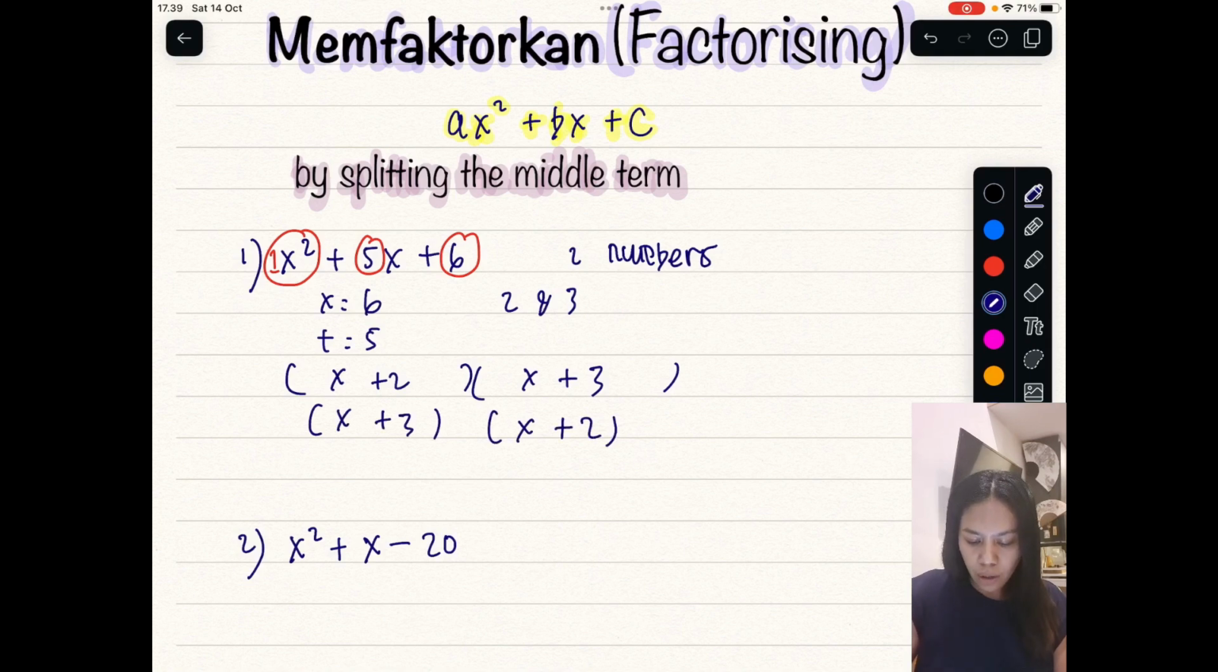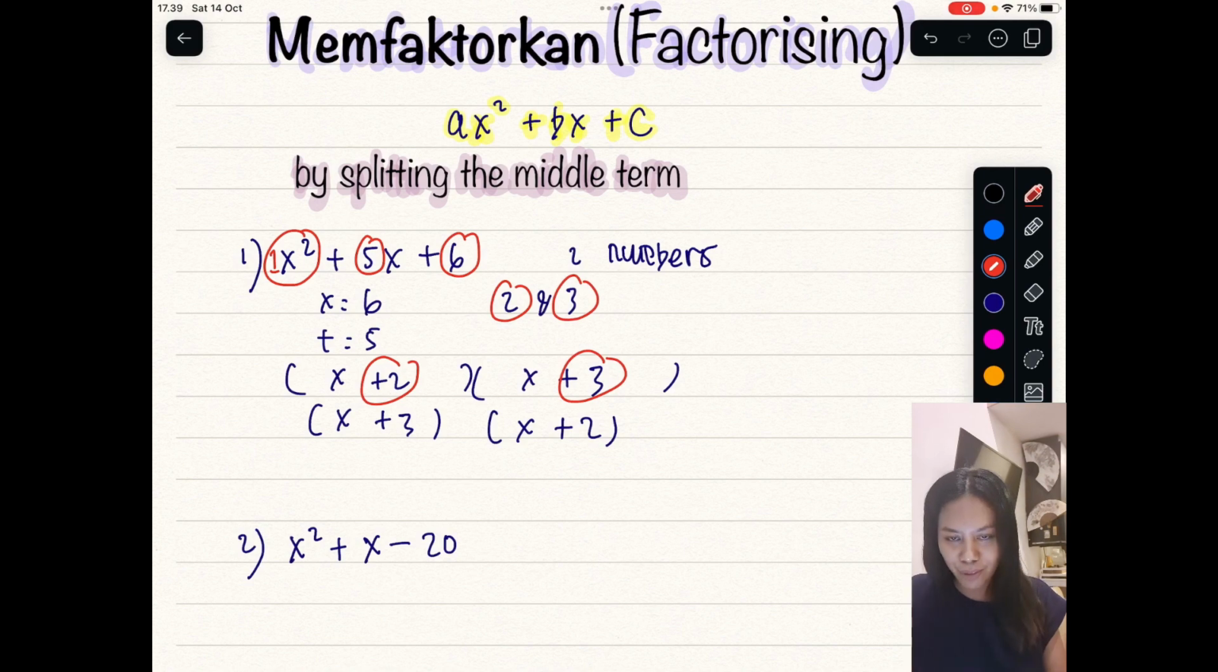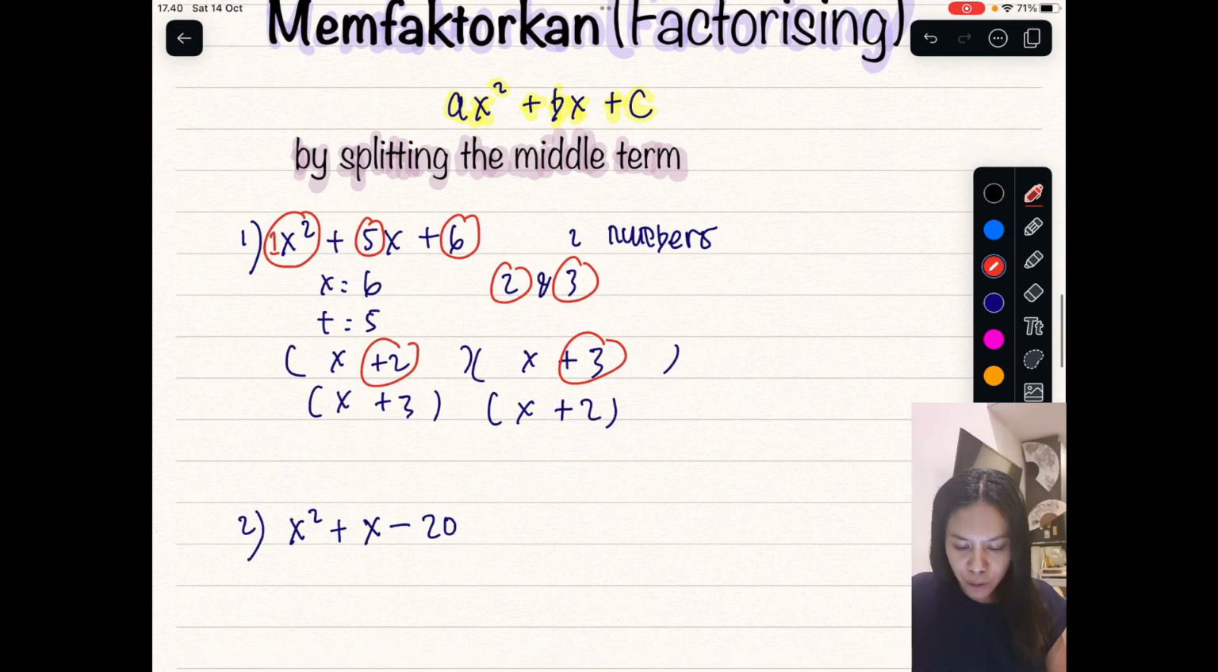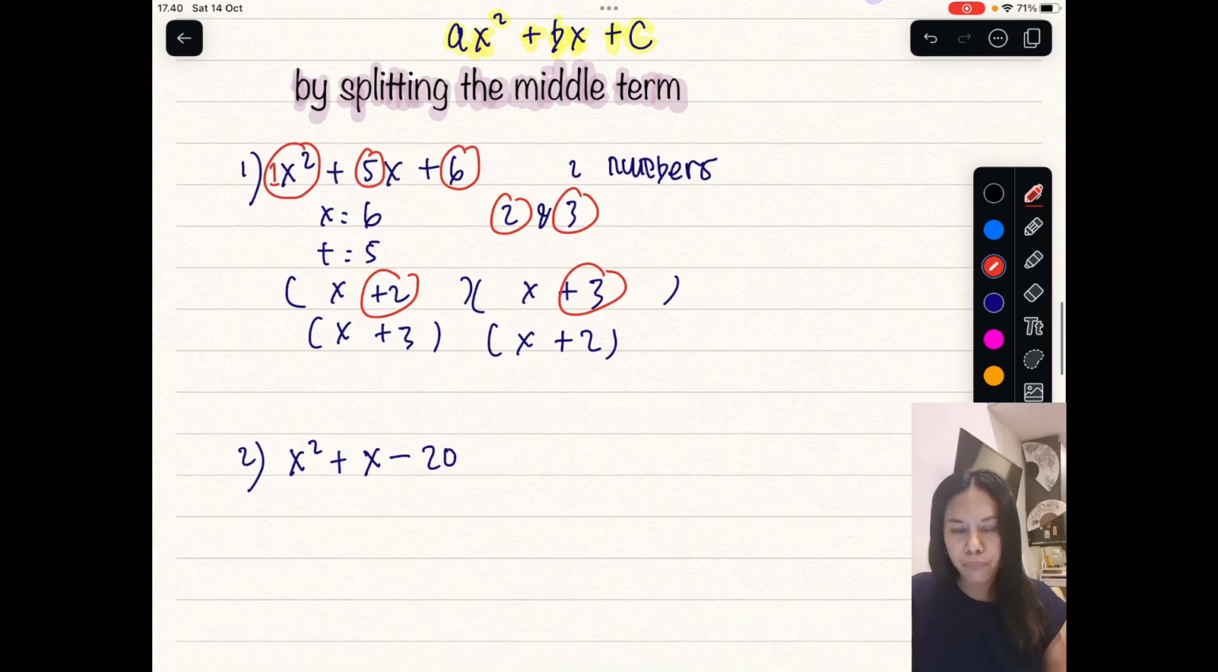Okay, so this plus 2 I got from this 2. The plus 3 I got from that 3. And you can switch it. Okay? Got it? Done? Yes. Now we're going to do number 2, yeah? Number 2 is similar. We're going to use the same method.